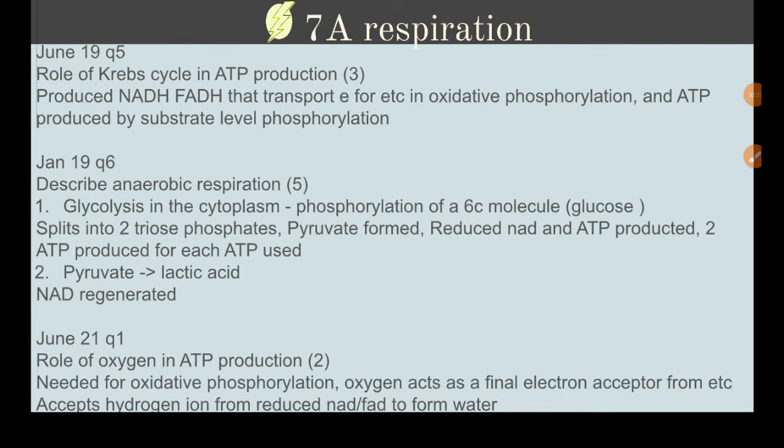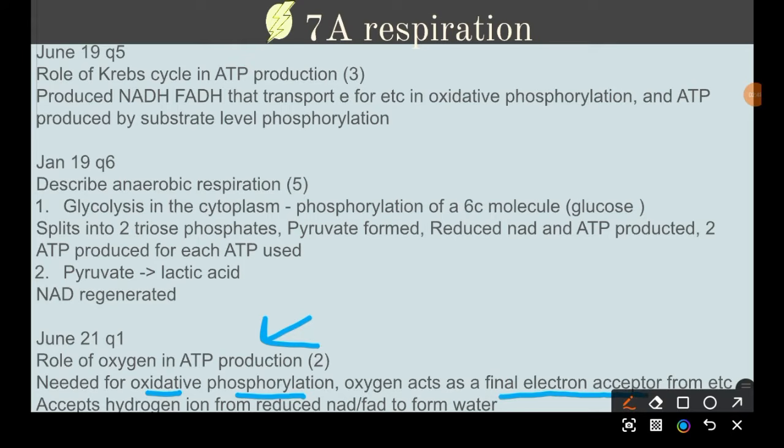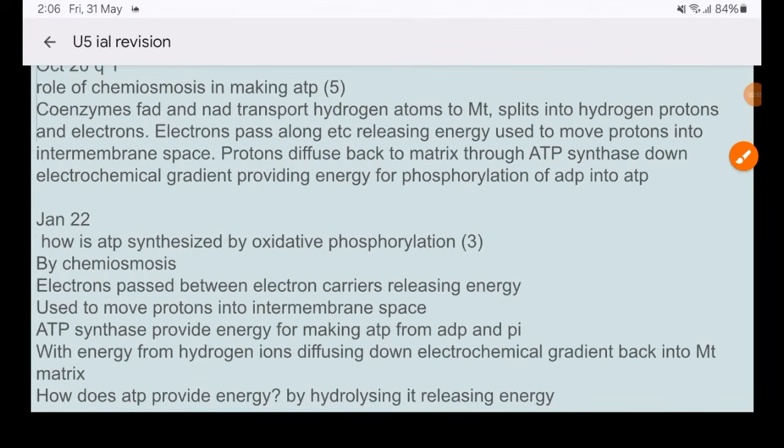The role of oxygen, this is by far the most common question. I see this in almost every past paper. The role of oxygen in ATP production. It's needed for oxidative phosphorylation. Oxygen acts as a final electron acceptor from the electron transport chain. It accepts a hydrogen ion from the reduced NAD or reduced FAD to form water. This is very important to memorize.